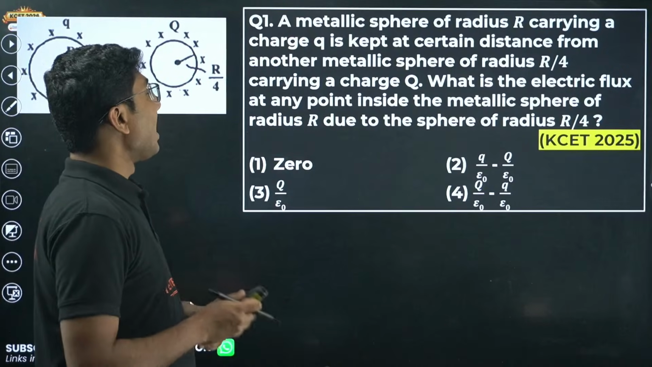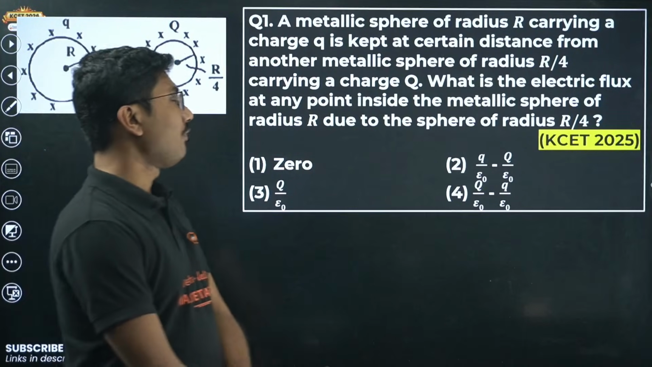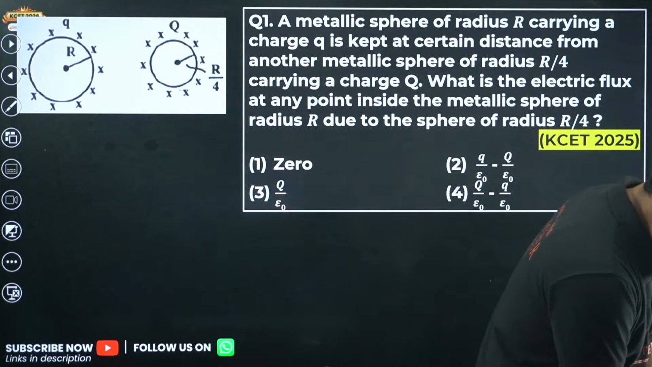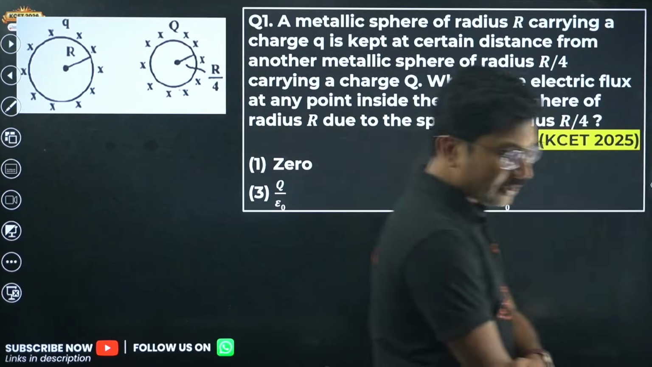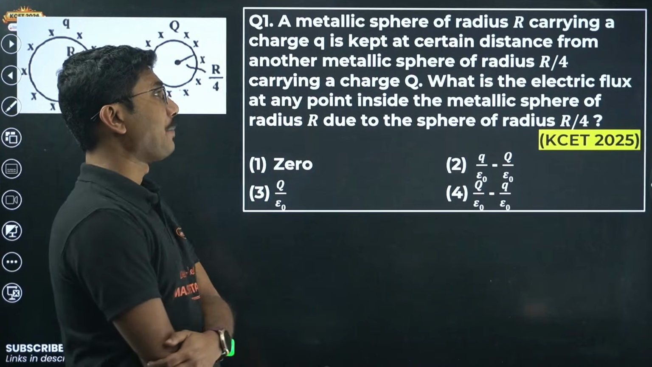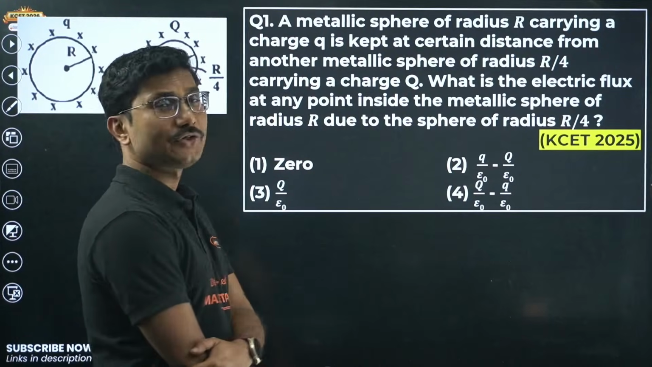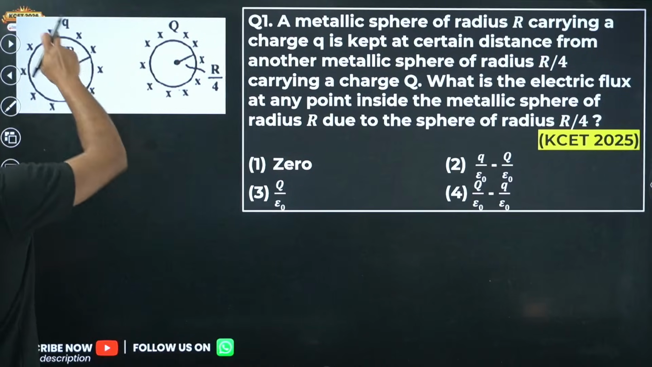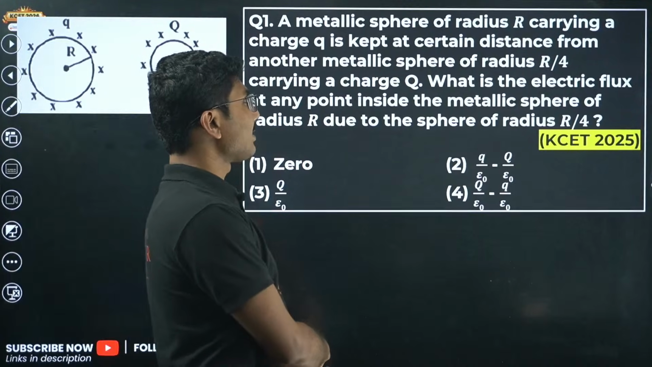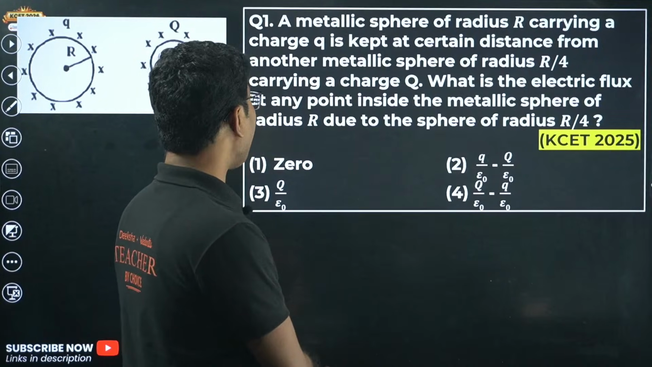So let's start. A metallic sphere of radius, initially I will go a little slow. Hi Manjunath, how are you? A metallic sphere of radius capital R carrying a charge small q, kept at a certain distance from one another.